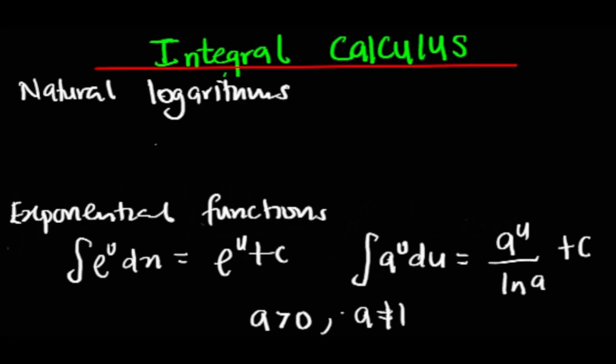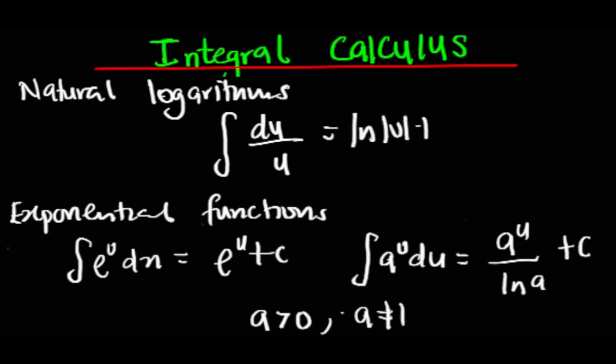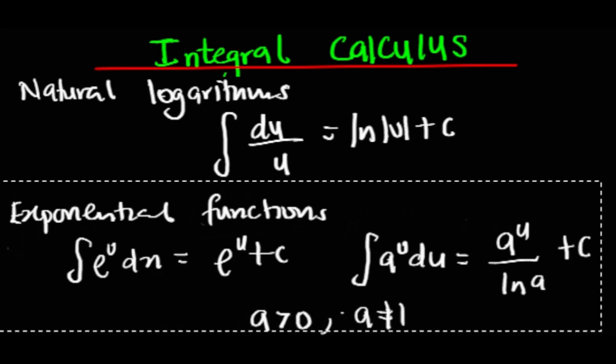So under natural logarithm, we only have one rule, and that shows that whenever you are integrating 1/u with respect to u, you are going to have the natural logarithm of u plus c. That's what you are going to have, and that's the only rule that we have under logarithm. Now let's move to the next function.